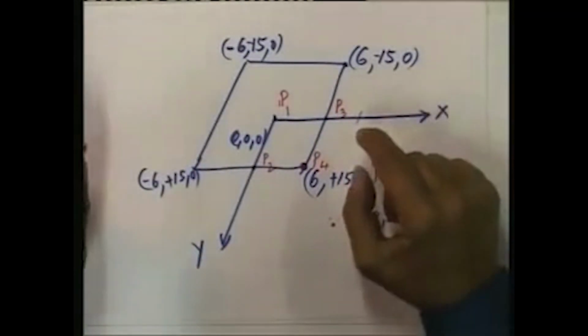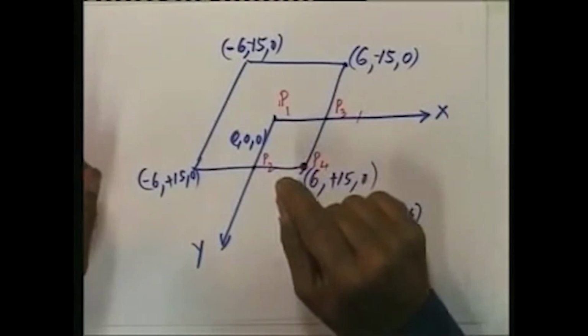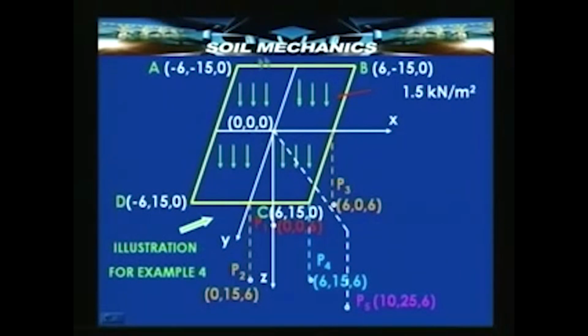Remember, we need to have the point at which we want the stress to be below the corner of a rectangle. That is the starting point. Let us take a look at the illustration that I have just sketched on this paper. A clearer illustration is available on the monitor here. See here, the rectangle is A, B, C, D. This point is C. As you can see here, minus 6, 15, 0; minus 6, minus 15, 0; 6, minus 15, 0; and 6, 15, 0, that is this corner. Point P1 is located directly below the origin here at a depth of 6 meters.